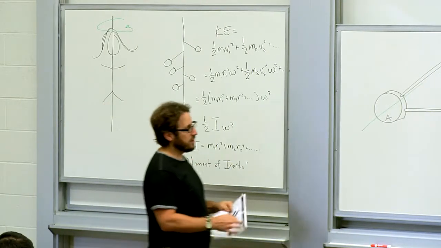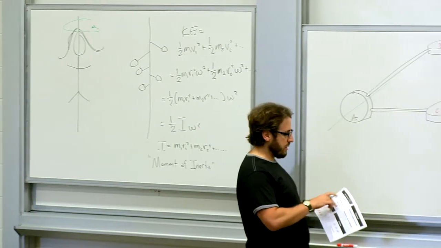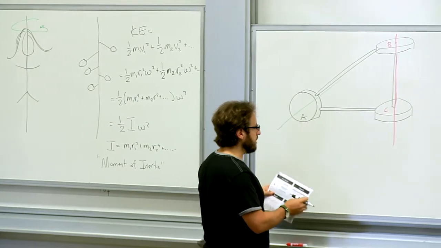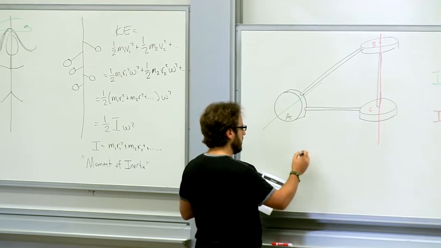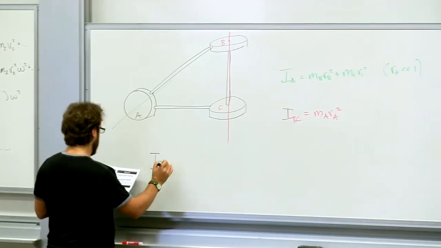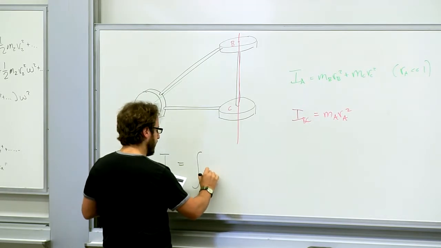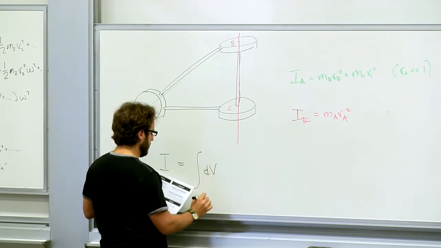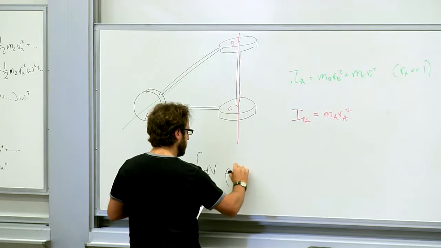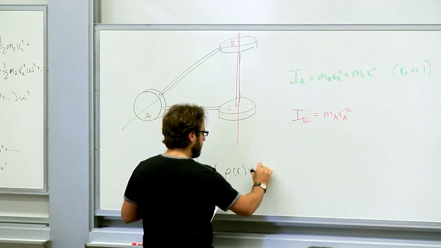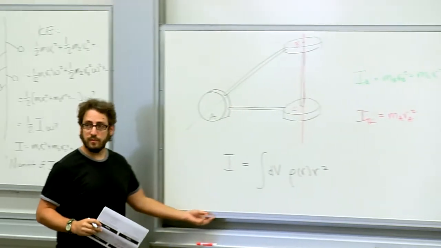Okay? And the more general expression, we wrote it here as a sum if you have things that are made of particles, but of course many objects in the world are not made of tiny discrete particles which you can separate and measure, so the more general expression involves an integral over the density. Okay? So it's a volume integral, dV, of the density as a function of r times r squared.